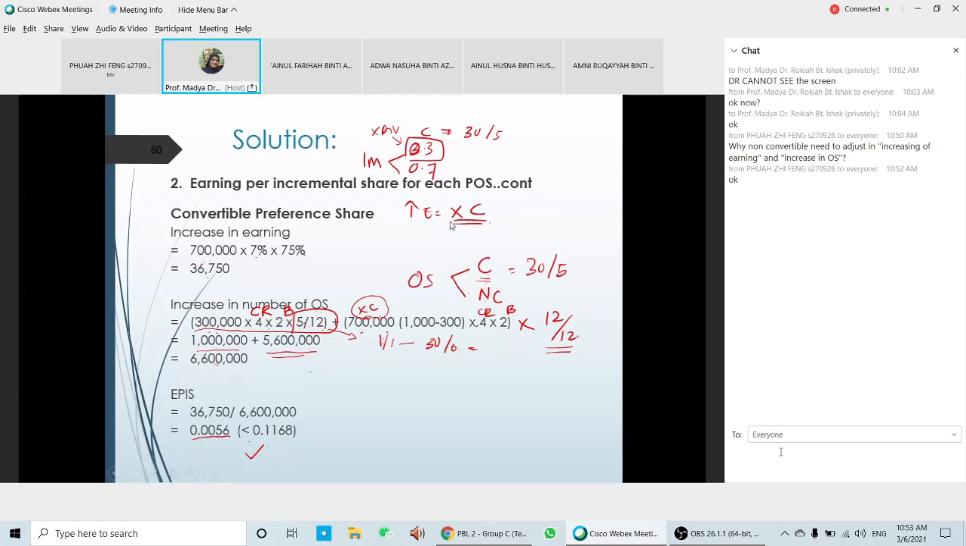The diluted here, we just want to imagine what happens if we convert, because the diluted here is the effect of the potential ordinary shares. The effect here will reduce your basic earning per share if you convert. Yeah? Is it okay? Do you understand that one?